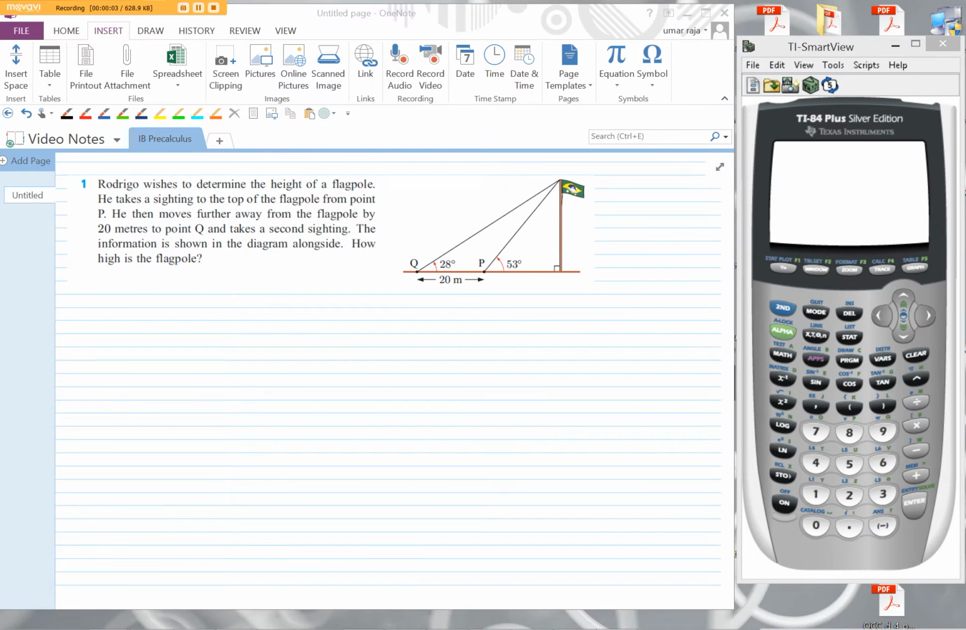Alright guys, so in this problem you have to determine the height of the flagpole, which is the distance from this point all the way up to the top. So that's what they want you to do. And you can see that there's two different types of triangles in this. One of them happens to be a right triangle, that's this triangle over here. And then the other one happens to be a non-right triangle. So that's your second triangle.